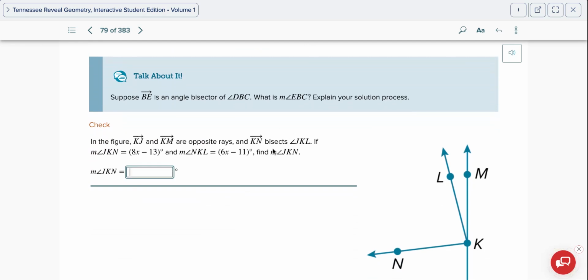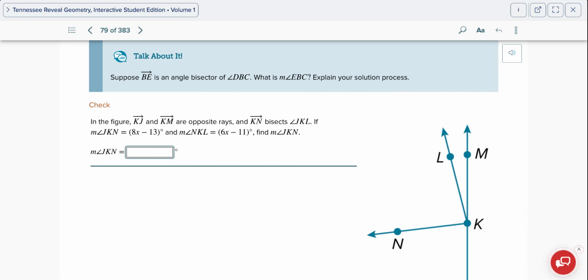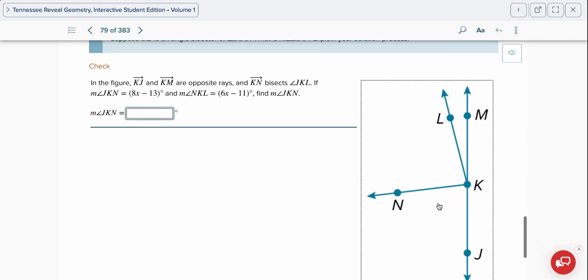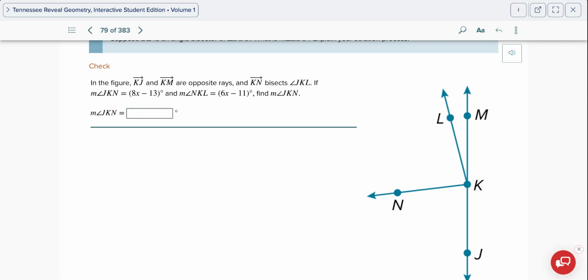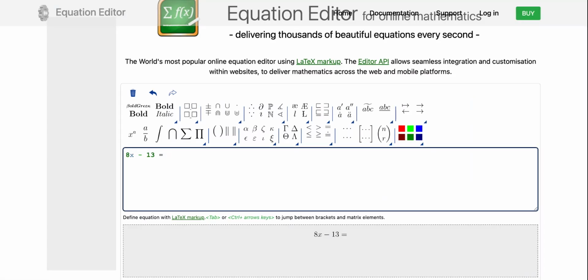All right, see that word bisect? Okay. I'm thinking I'm going to set them equal to each other. So JKL has been cut in half. These two are equal to each other. So 8x minus 13 equals 6x minus 11. All right, let's go back to the equation editor. 8x minus 13 is going to be set equal to 6x minus 11. Okay, so I'm going to subtract 6x to the other side.